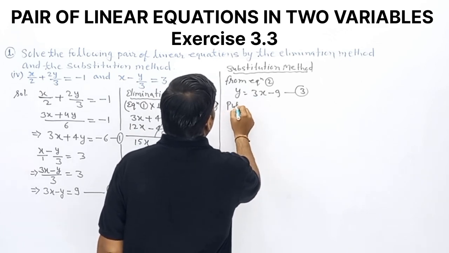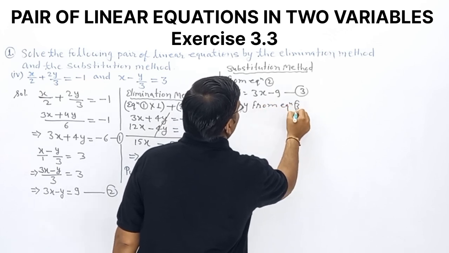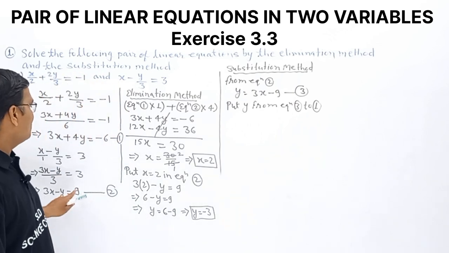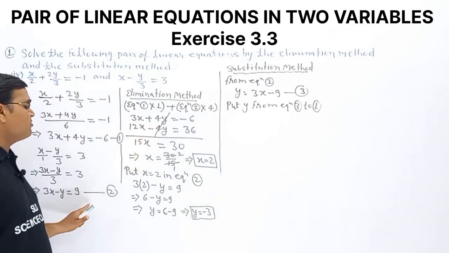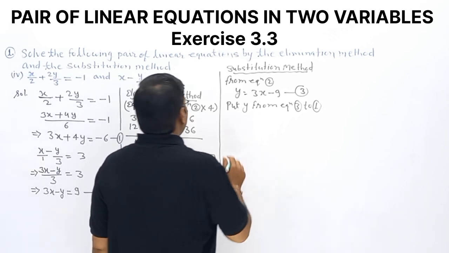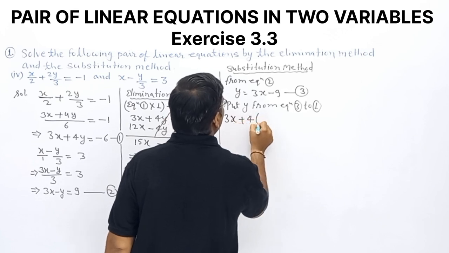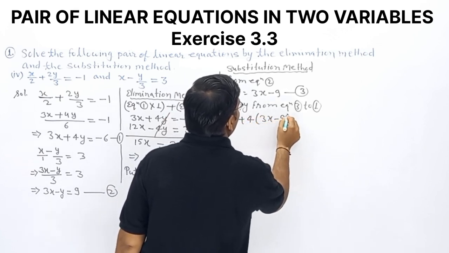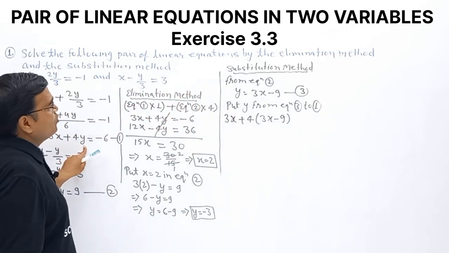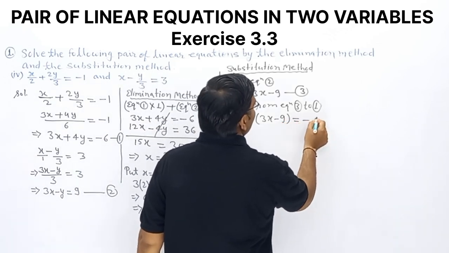Put y from equation 3 into equation 1. We obtained this value of y from equation number 2, so we will not put this value in this equation; we will put it in equation number 1. Then what are we getting? 3 times x plus 4 times y, that is 3x plus 4 times (3x minus 9) equal to minus 6.